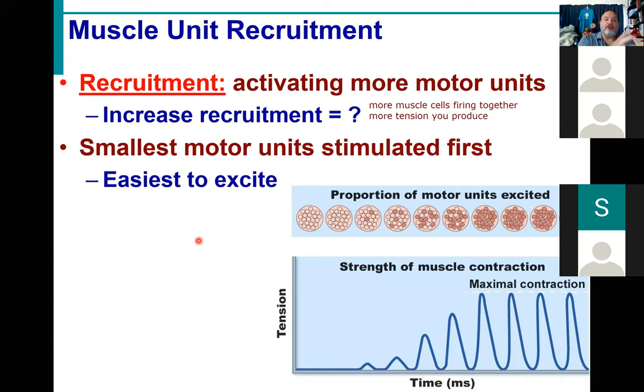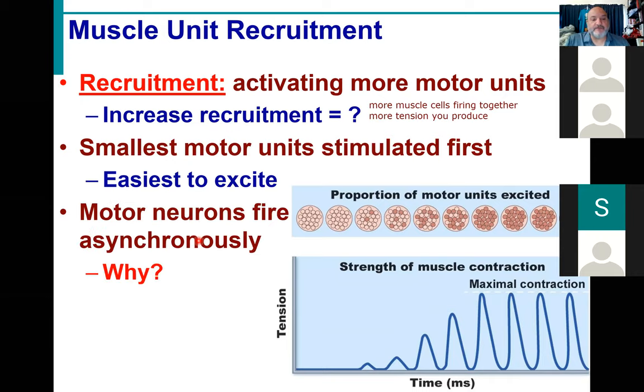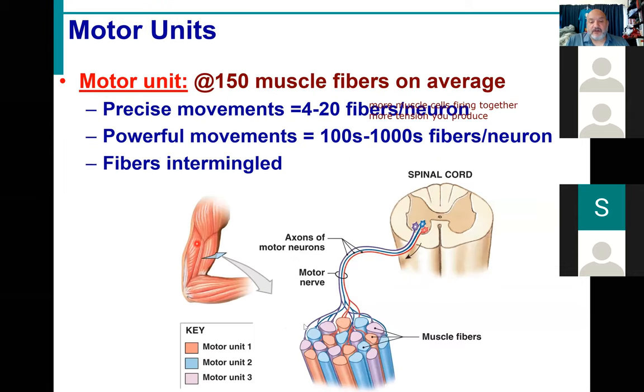So in this way, we start with our smallest motor units, and from there, we keep adding bigger and bigger until we produce enough tension to move what we need to move through space or till we max it out. All right. Now, if we go back to the previous picture, notice in this one, they're all about the same size. So they're all about the same strength. And so they're going to produce about the same amount of tension.